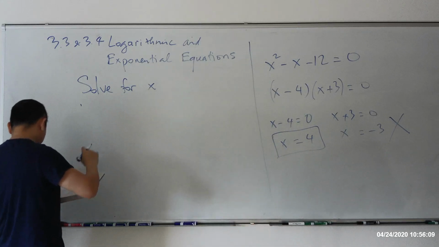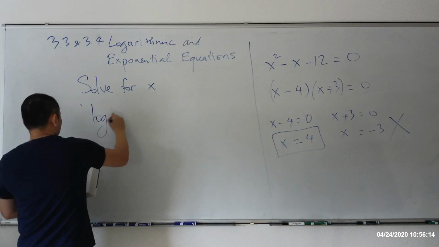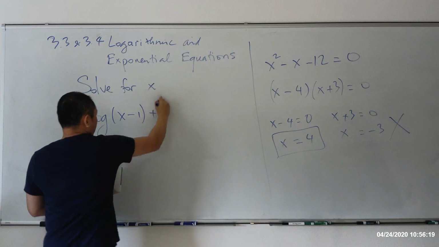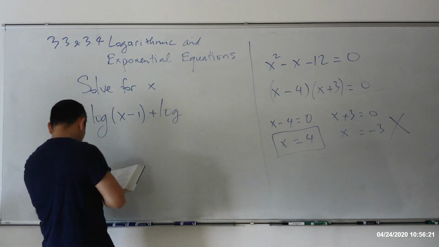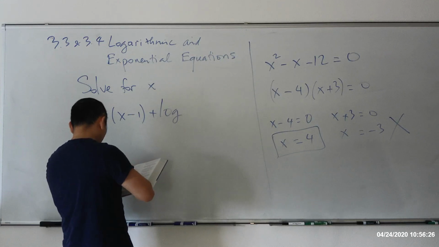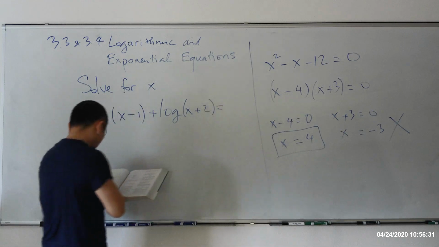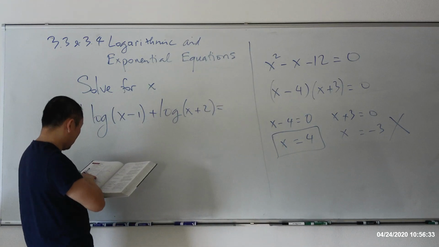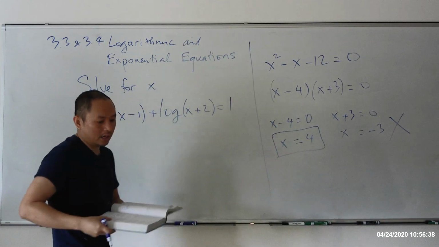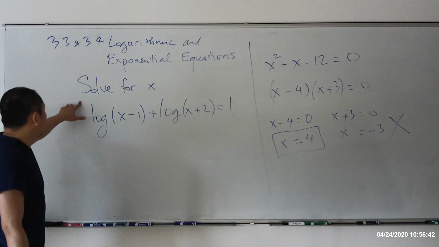Solve for x. This time I'm giving you this: log of x minus 1 plus log of x plus 2 equal to 1. Let me double check that. All right. Same idea. The only thing that changed in this problem compared to the previous problem is what?